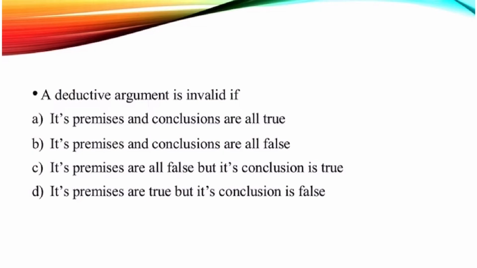Okay, in deductive argument we saw that if the premises are true, then certainly the conclusion will be true. So D states that its premises are true but its conclusion is false. In that case, deductive argument is invalid. Option D is the right option.